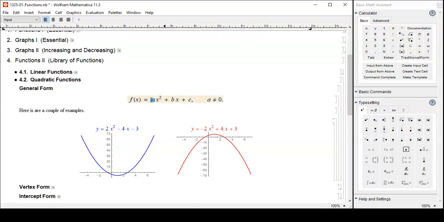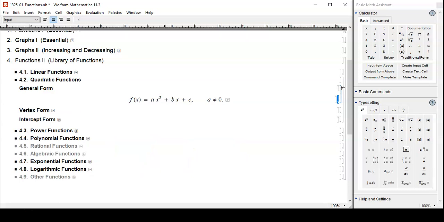When the leading coefficient a is positive, we have positive 2 here, then concave up. When the leading coefficient a is negative, then we have concave down like this. When a is equal to 0, of course, then that's not a quadratic function because this part just drops out. That's 0. So we have a linear function. Alright, so much for the general form.